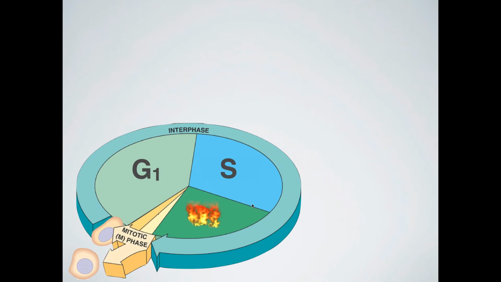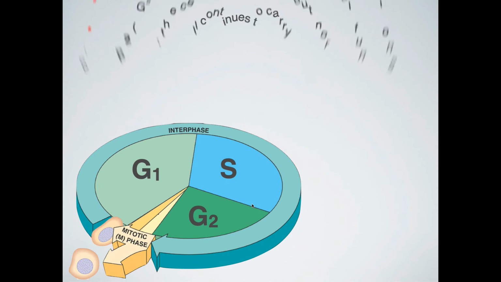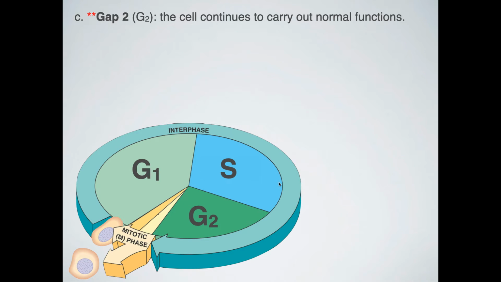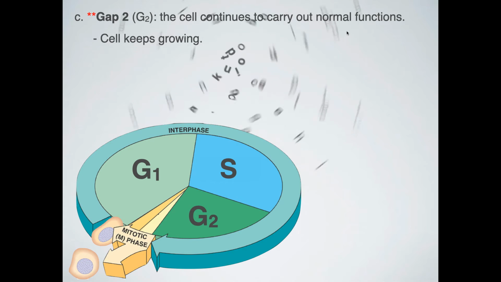The next one is called G2. G2 stands for, you probably guessed it, gap 2. The cell is going to continue to carry out normal functions at this point. It will keep growing. It'll keep manufacturing whatever it needs to manufacture in order to keep the cell alive.